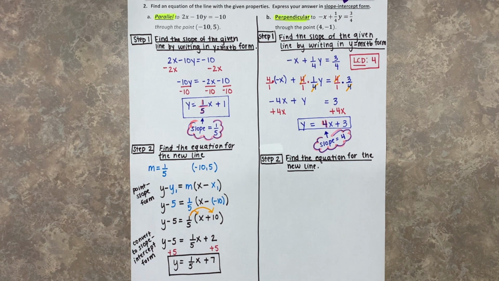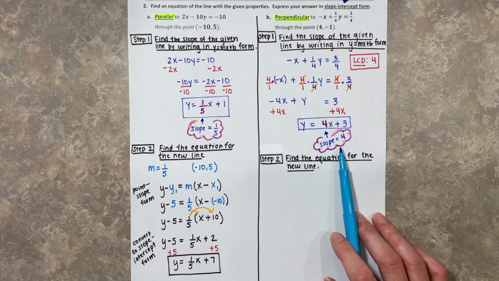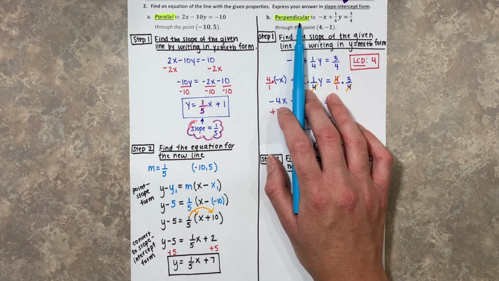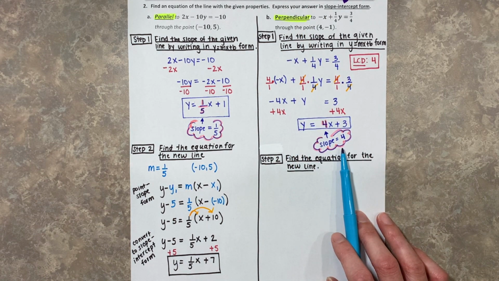So what information do we have that's going to help us create the equation for the new line? Well, be very careful. The biggest mistake here is that students will say that the slope of their new line must be 4. But if we read the original problem carefully, we see that our new line is supposed to be perpendicular. That means it will not have the same slope as the given line.